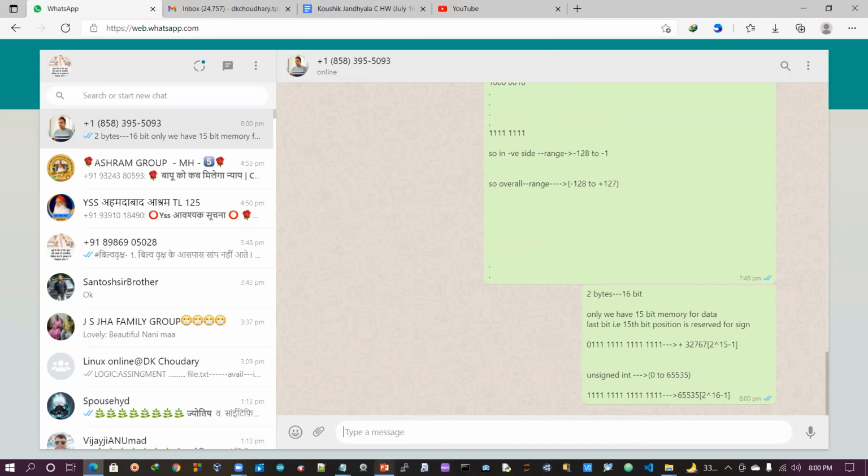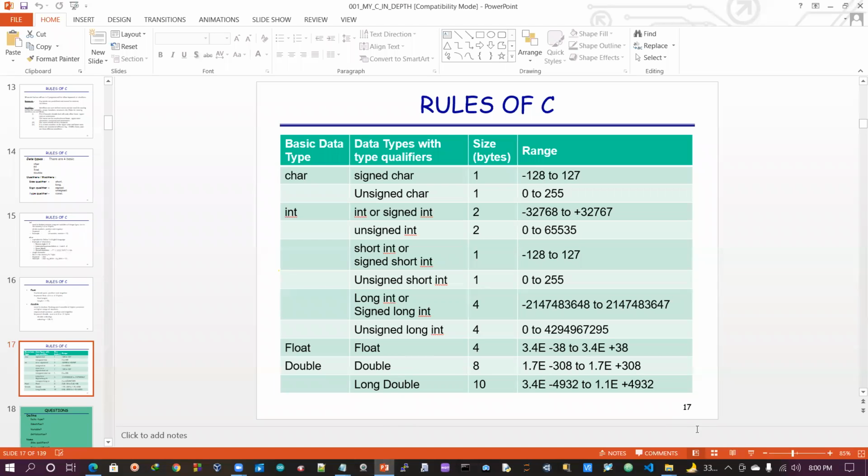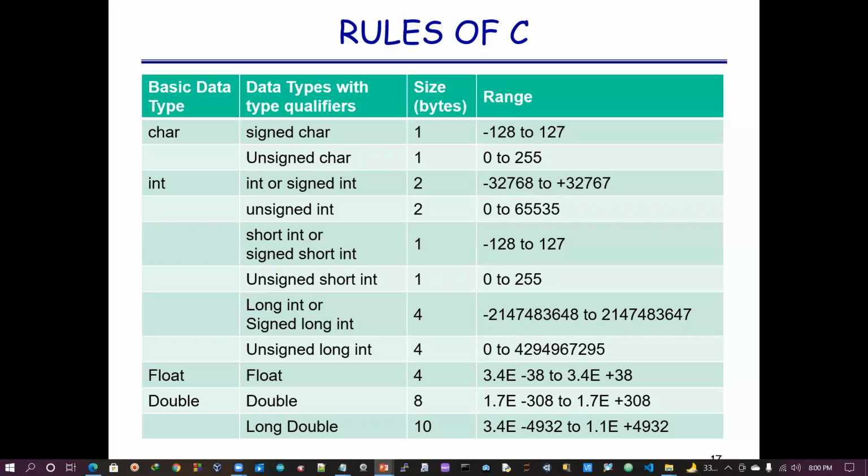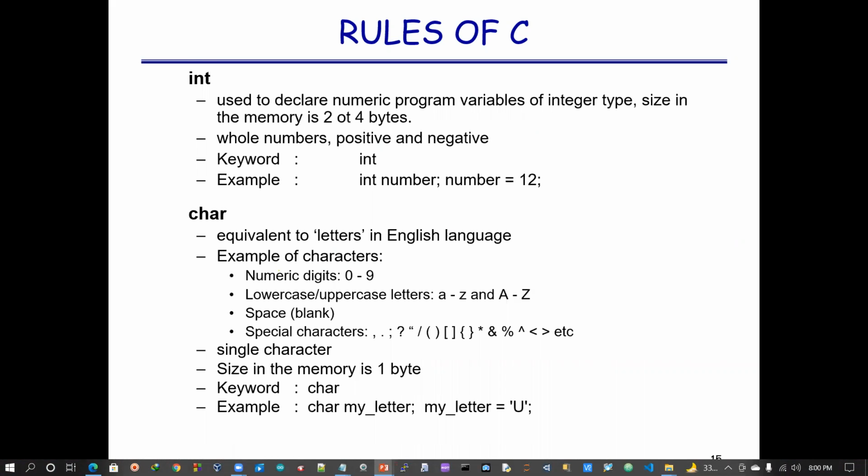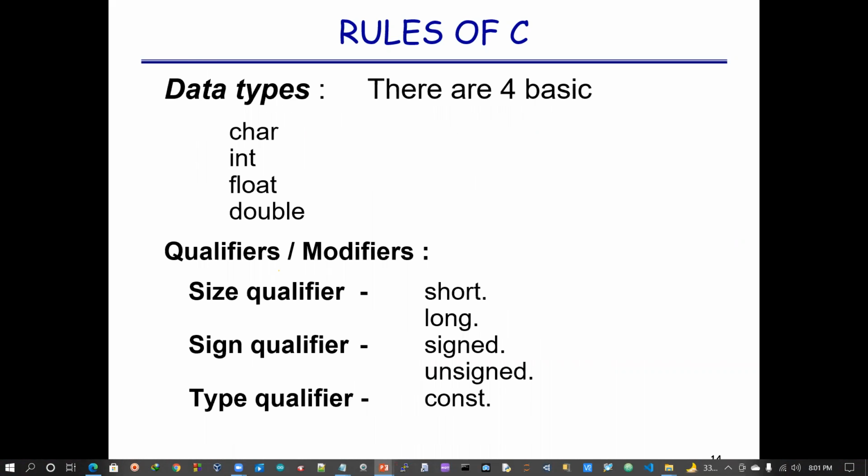I hope you get all such concepts. For int, char, float and double, the basic data types are only these four, but we have so many qualifiers. What is the advantage of this? Using such qualifiers on the basic data types, you can create different data types, which we have seen in the table.